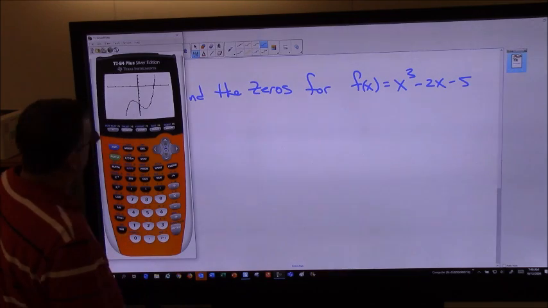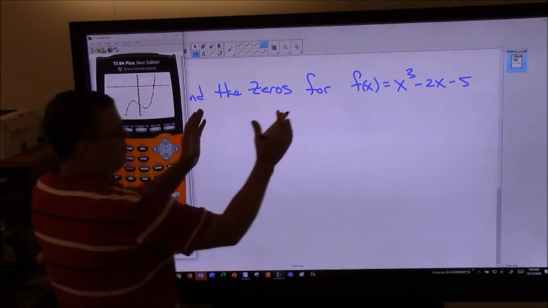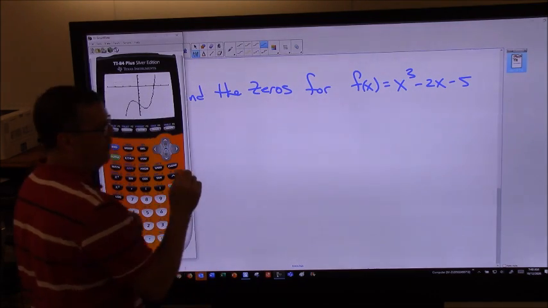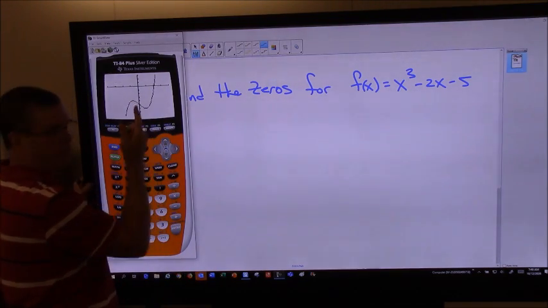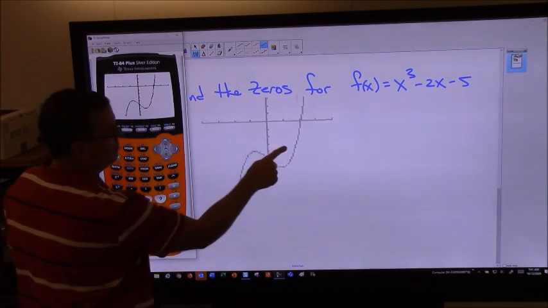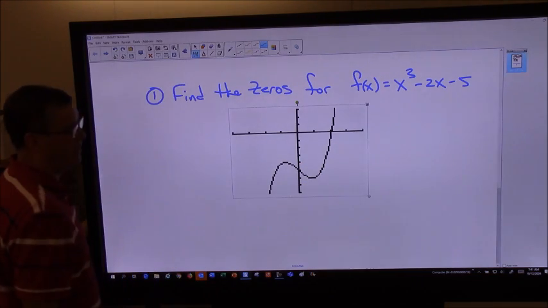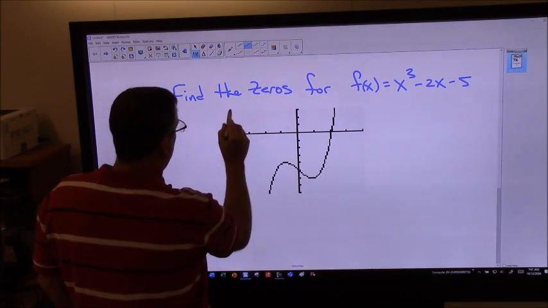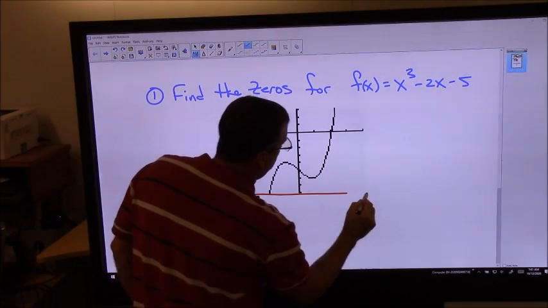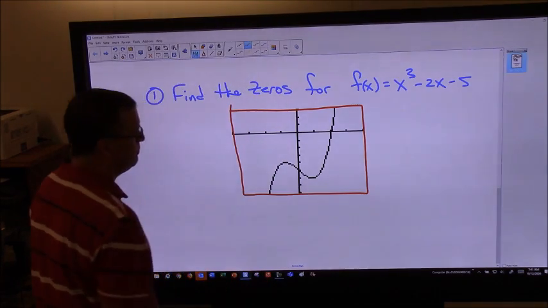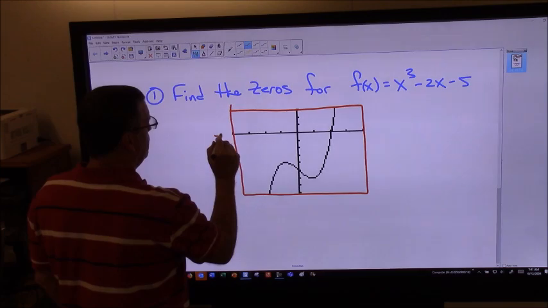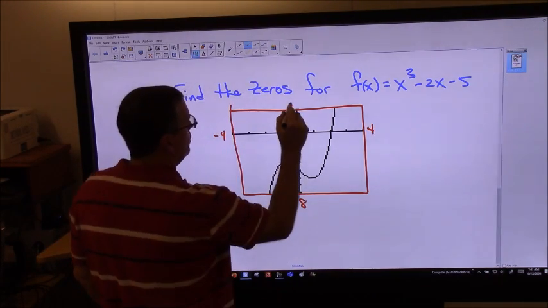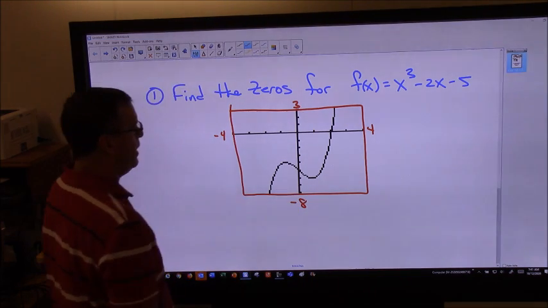At this point I would draw my box and acknowledge that this all came from the graphing calculator. As far as what we do here, this is a nice feature. I can just grab this graph and drag it down, and there it is. So I've got a good picture to look at. I'm going to outline this so we know that this came from a graphing calculator. My window went from -4 to +4 on the x-axis, and from -8 to 3 on the y-axis.